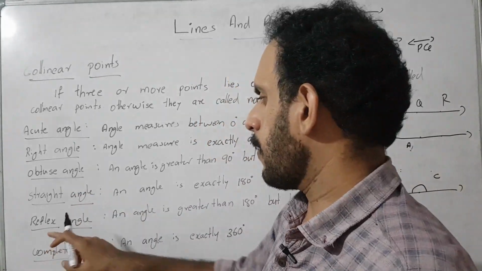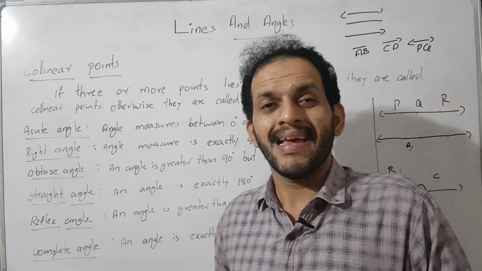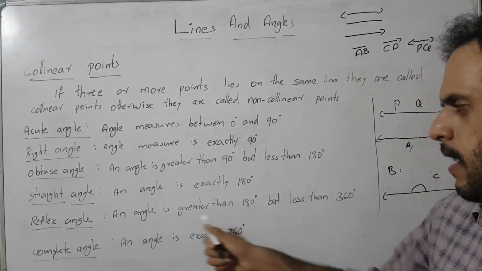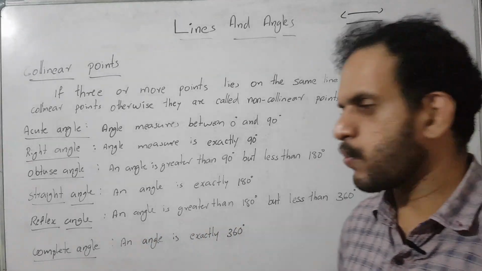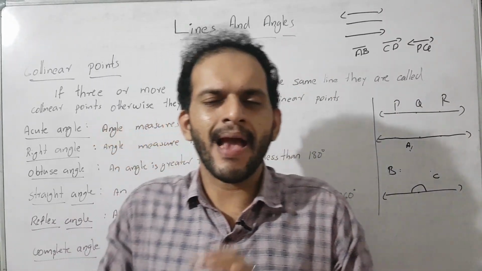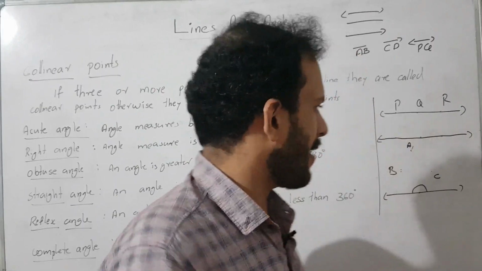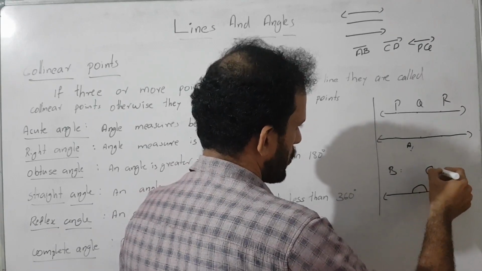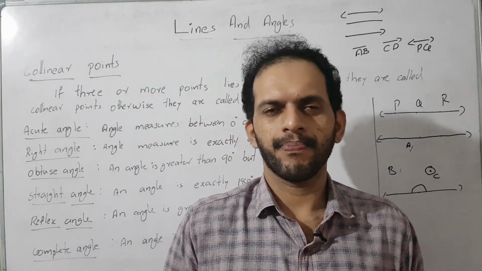Okay, then the reflex angle. What is a reflex angle? Reflex angle means the angle measurement is greater than 180 but less than 360. And the next one is the complete angle. What is a complete angle? The complete angle means an angle measurement of exactly 360 degrees. That means the angle around a point. What is the angle value around this point? That one is 360 degrees.